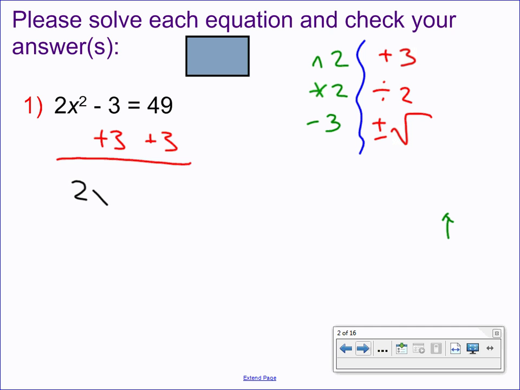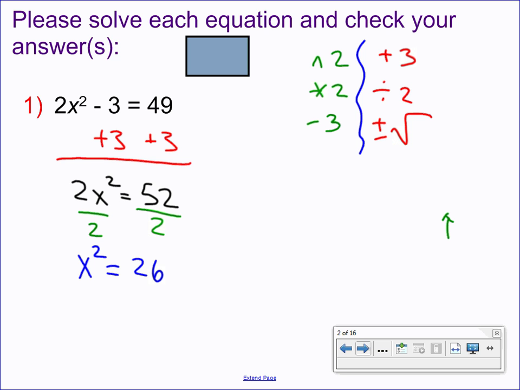That yields 2x squared equals 52. Next solving step in red is to divide both sides by 2. So we'll divide both sides by 2. That isolates the x squared term. And we get 26. And then lastly, we can undo the squaring by considering the positive and negative square root.